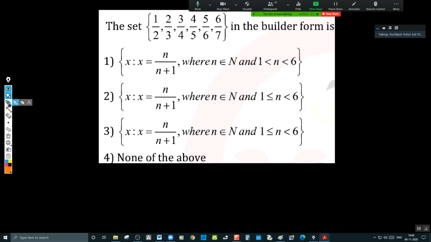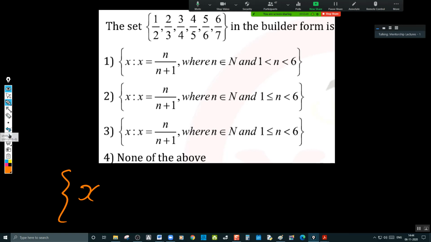So it is clear that it is 1 by 2, 2 by 3, 3 by 4, 4 by 5, 5 by 6, 6 by 7. Then you want to show it in the set builder form. Then set builder form is to be shown like this: x such that. He used colon there. I can use this one also, or otherwise I can write even in different forms.